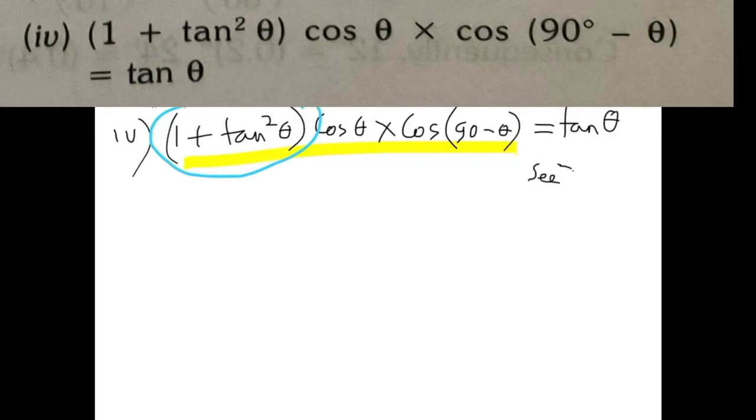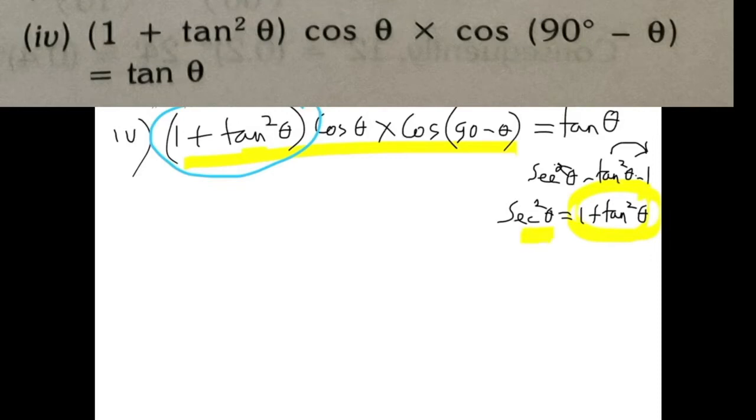I gave you one formula, that sec square theta minus tan square theta is equal to 1. Now if this minus tan square is shifted to the right hand side, then you will have sec square theta equal to 1 plus tan square theta. Now look at this, this is what we are looking for. This 1 plus tan square theta is what you see here, and 1 plus tan square theta can be written as sec square theta.